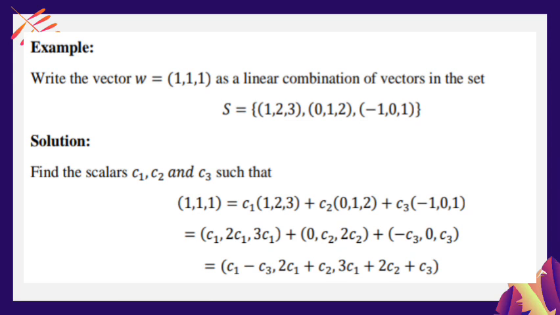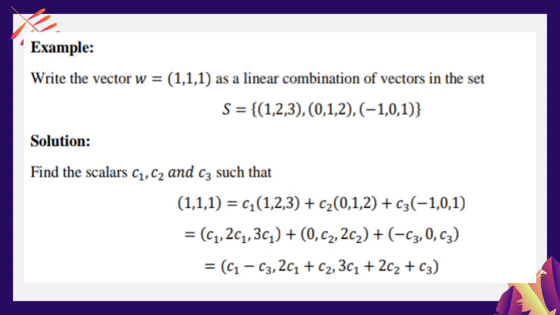Another example, write the vector W equals (1, 1, 1) as a linear combination of vectors in the set S: (1, 2, 3), (0, 1, 2), and (-1, 0, 1). So, solution, we need to find the scalars c sub 1, c sub 2, and c sub 3. Then, follow this formula: c sub 1 u sub 1 plus c sub 2 u sub 2 plus c sub 3 u sub 3, which is equal to (1, 1, 1). So, distribute, we have c sub 1, 2 c sub 1, 3 c sub 1, plus 0, c sub 2, 2 c sub 2, plus negative c sub 3, 0, and c sub 3.